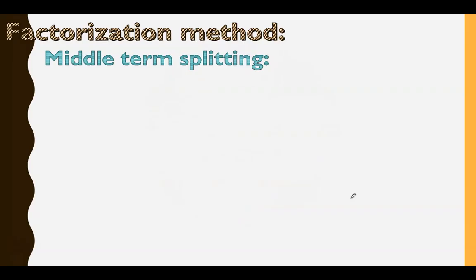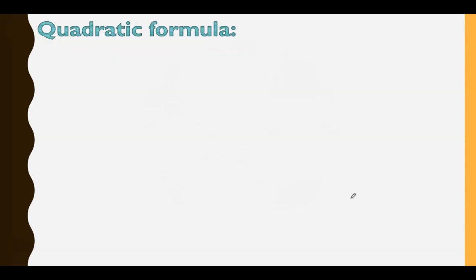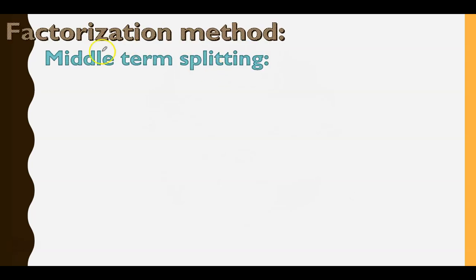Now understand the factorization method. We have two methods generally. One is middle term splitting and the second one is the quadratic formula. Exercise 4.2 is based on middle term splitting only, but this actually belongs to class 9th, and as it is of class 9th, in the class 10th board paper it is a very rare chance that it is going to come in your paper. So I'm just going to take one most common example of this exercise so that your concept gets clear.